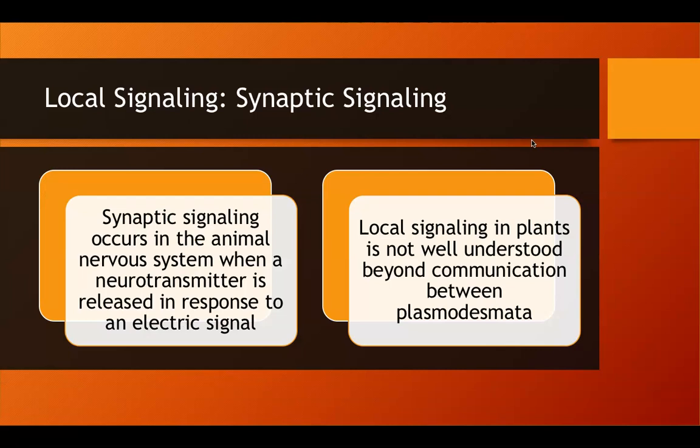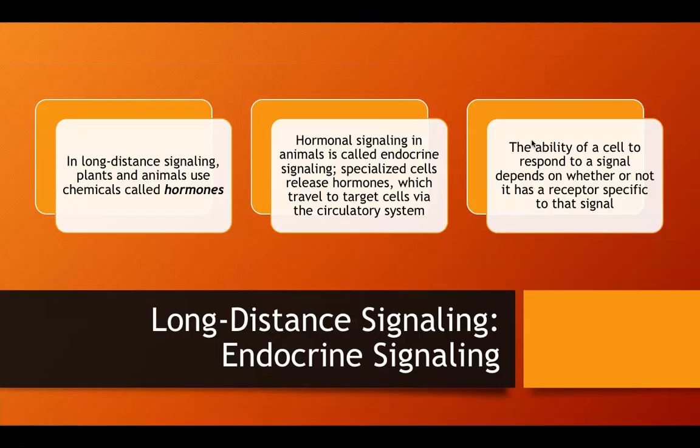Synaptic signaling also occurs in animals, and it uses the nervous system, and it's going to use these neurotransmitters, which will be released in response to electrical signals. The local signaling in plants, again, is not well understood beyond our knowledge of the plasmodesmata, which does not use any type of chemical signals. This is a direct type of contact, cell-cell direct contact.